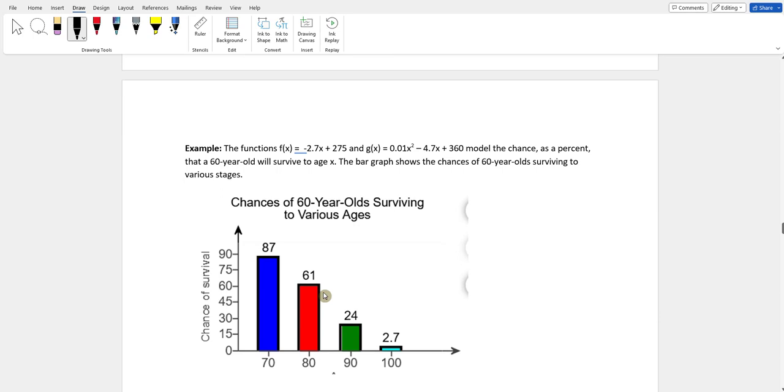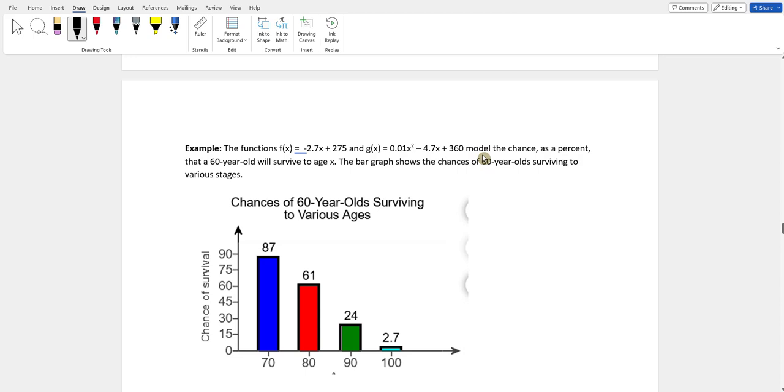In this next problem, we're going to look at some more graphs, and we're going to look at their functions. So the first one says f of x is equal to negative 2.7x plus 275, and g of x is equal to 0.01x squared minus 4.7x plus 360. And this models the chance, as a percent, that a 60-year-old will survive to age x.